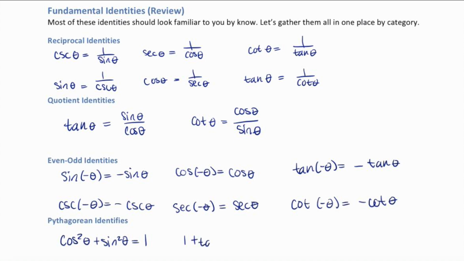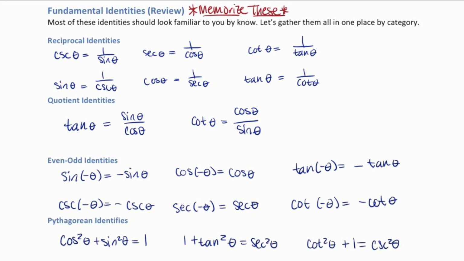1 plus tangent squared theta equals secant squared theta. And cotangent squared theta plus 1 equals cosecant squared theta. And so, quick warning, you do need to memorize these.